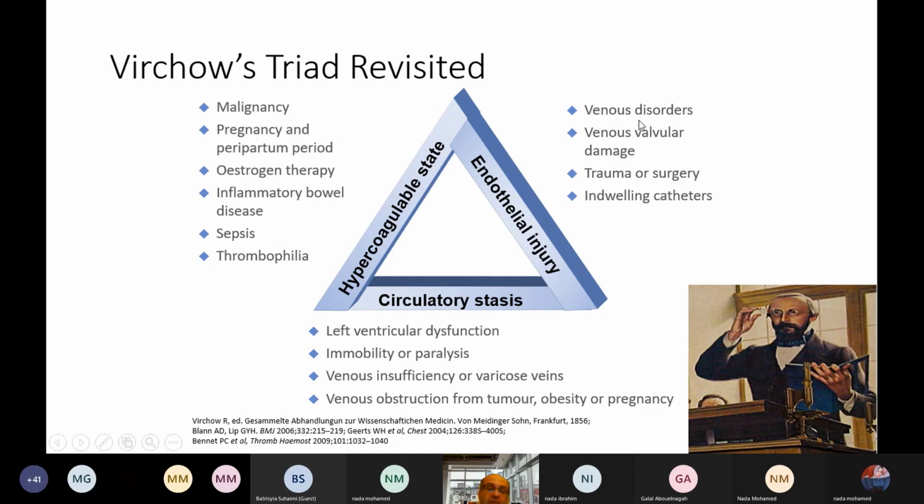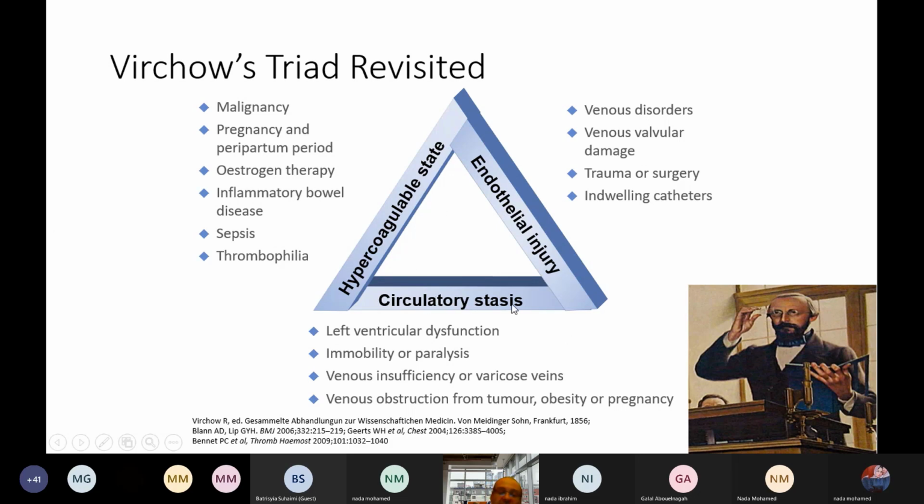Venous valvular damage, sometimes from varicose vein, but it is not very common. Varicose vein may do some sort of endothelial injury and it may result in DVT, but it is not very common. So don't be afraid whenever you see a patient with a varicose vein. It is not causing DVT in most of the cases, but it could.